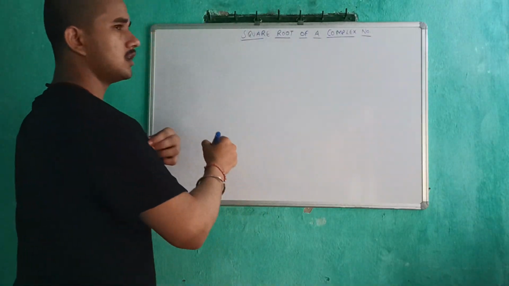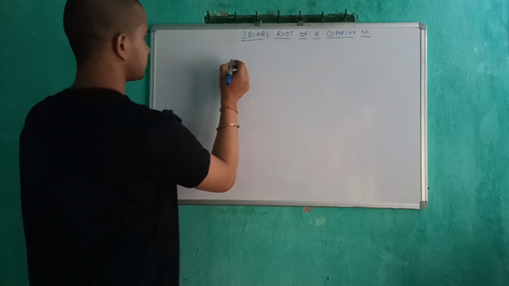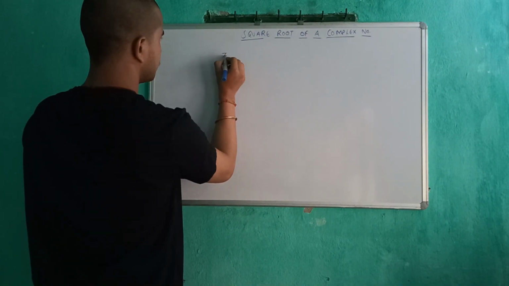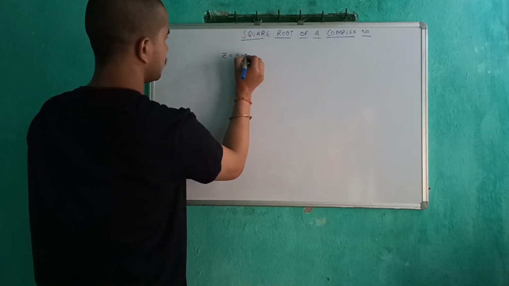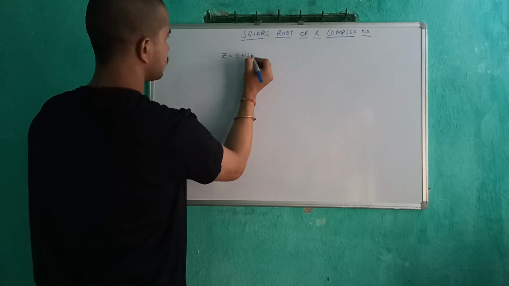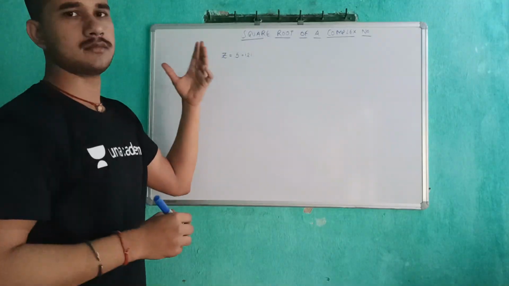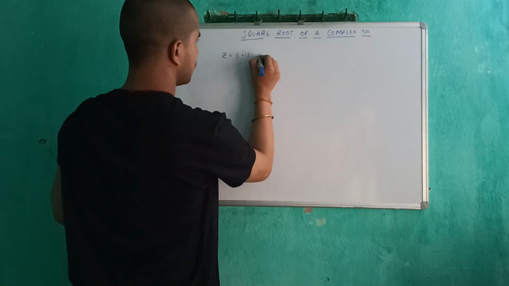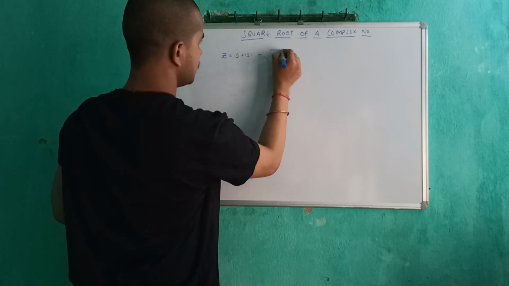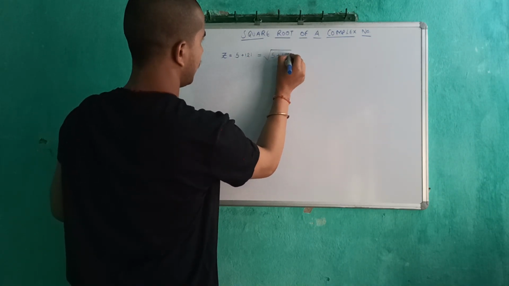So let's take a complex number z is equal to, suppose, 5 plus 12i. Okay, 5 plus 12i. So how will you find the square root of this complex number? The square root of this complex number will be under root 5 plus 12i.